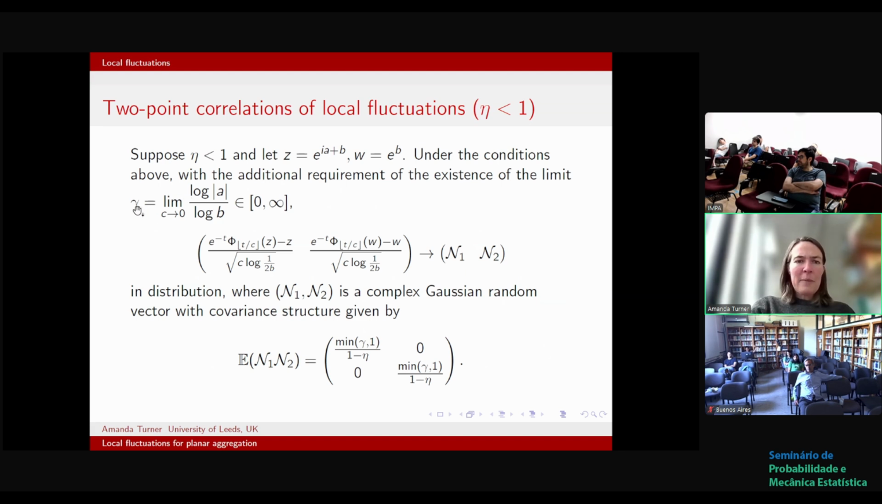And you can see gamma can take values between 0 and infinity. When it takes the value 0, that means that these two are completely independent. So if 2 points are sufficiently far apart from each other, they're independent. And if we get above 1, then these are perfectly correlated. Okay, so that's the eta less than 1 case.